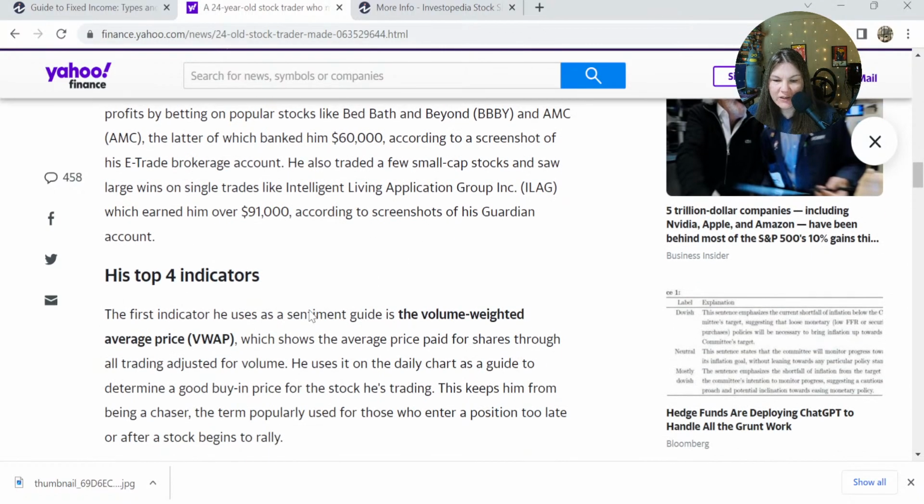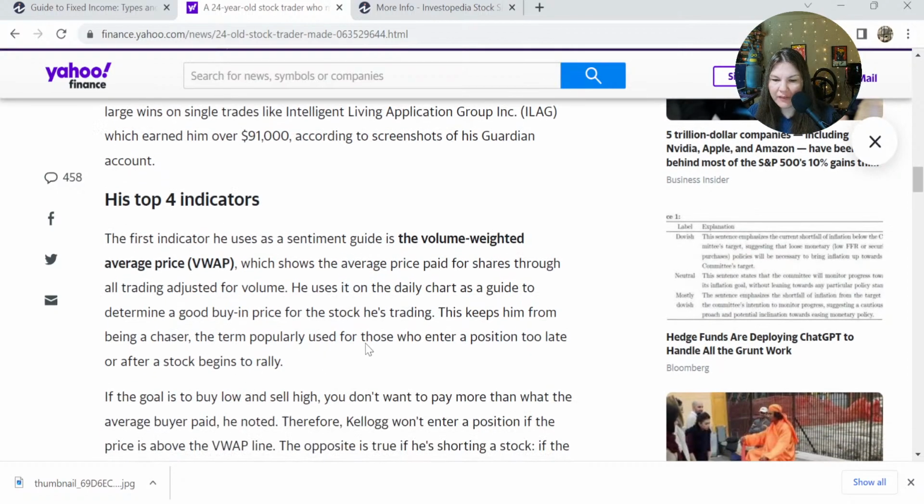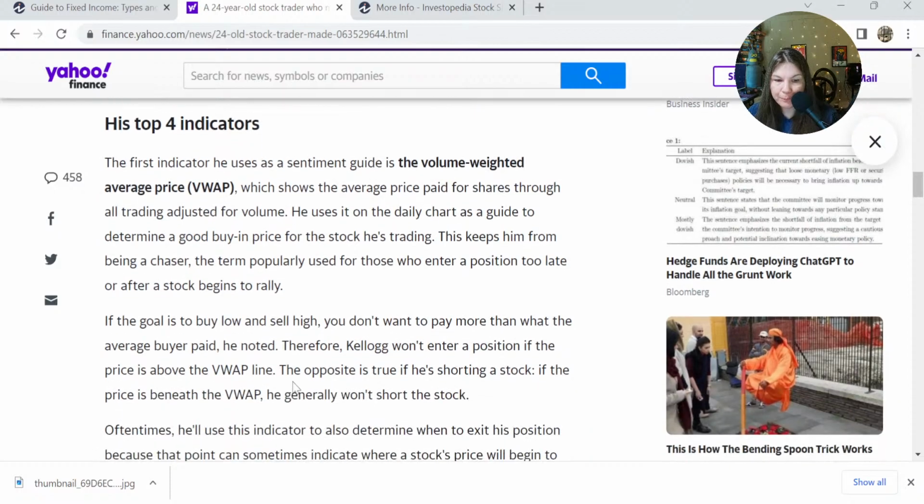The first indicator he uses as a sentiment guide is the volume-weighted average price, the VWAP, which shows the average price paid for shares through all trading adjusted for volume. He uses it on a daily chart as a guide to determine a good buy-in price for the stock he's trading. This keeps him from being a chaser, the term popularly used for those who enter a position too late or after a stock begins to rally.